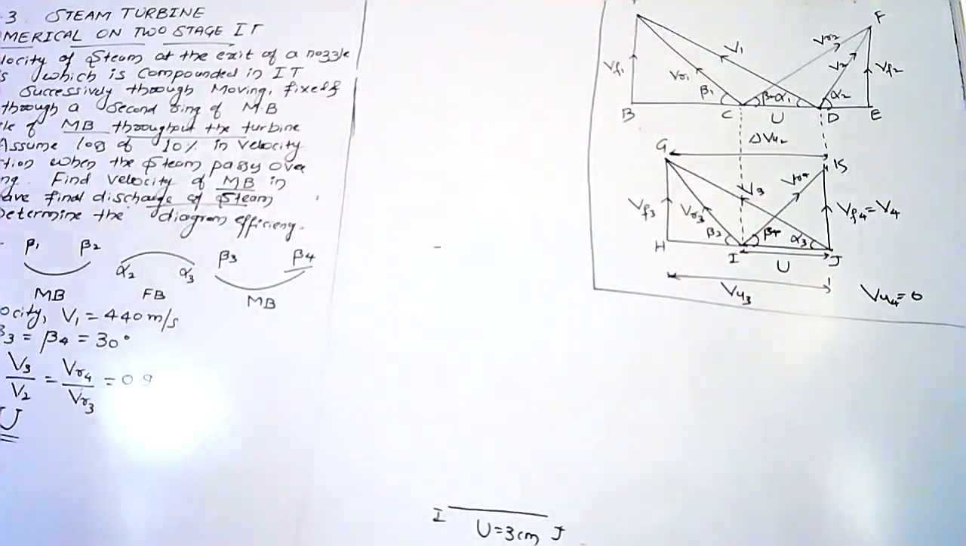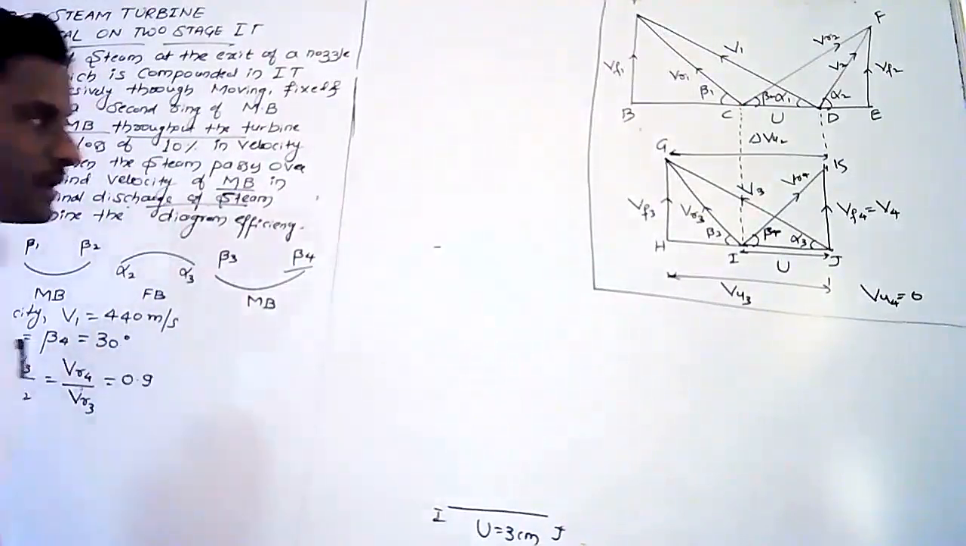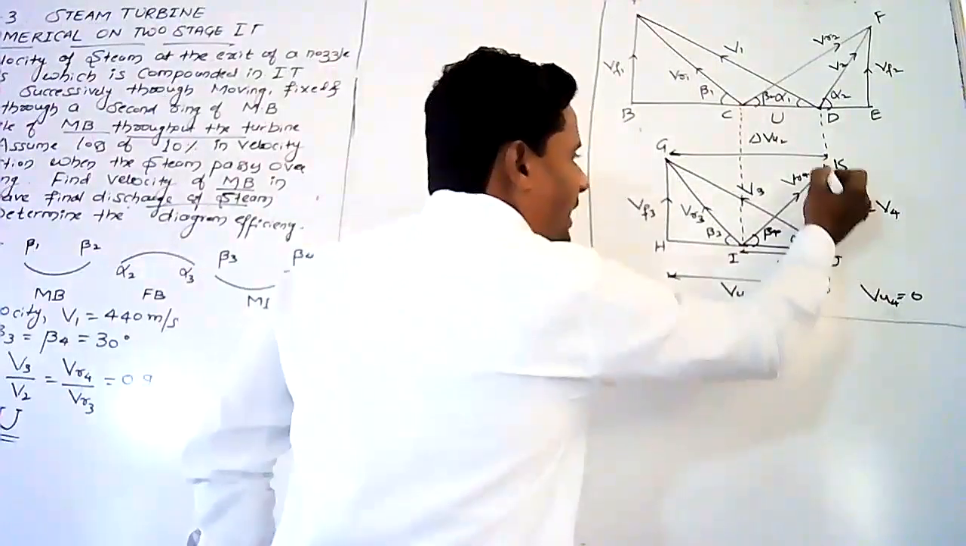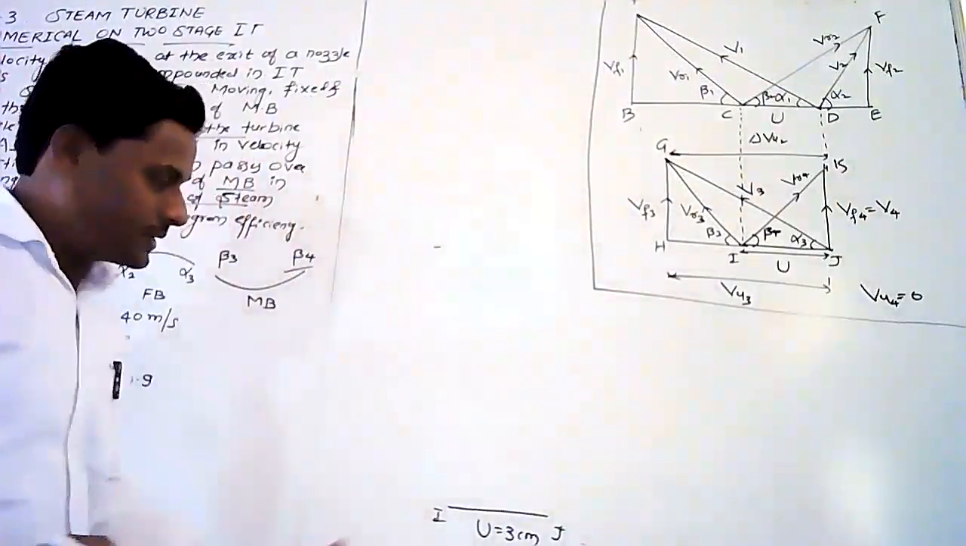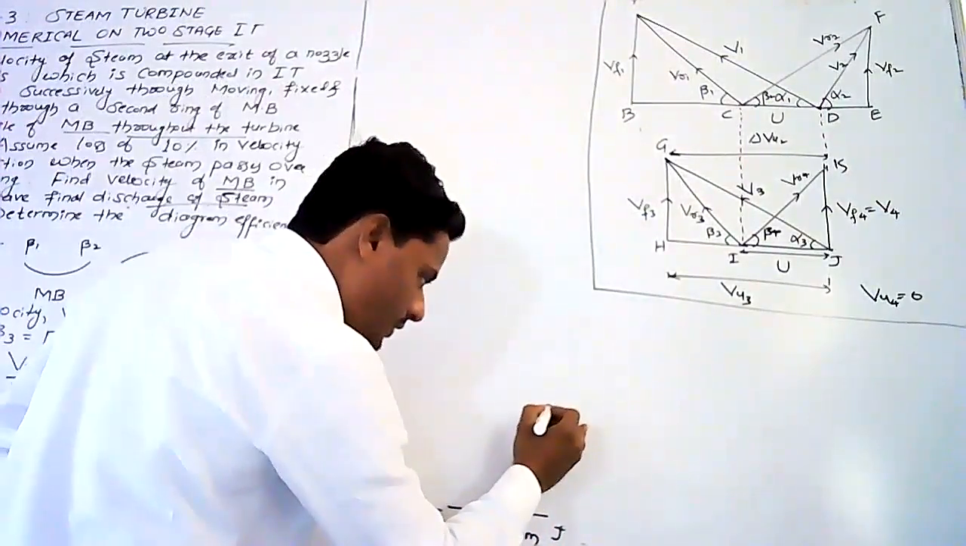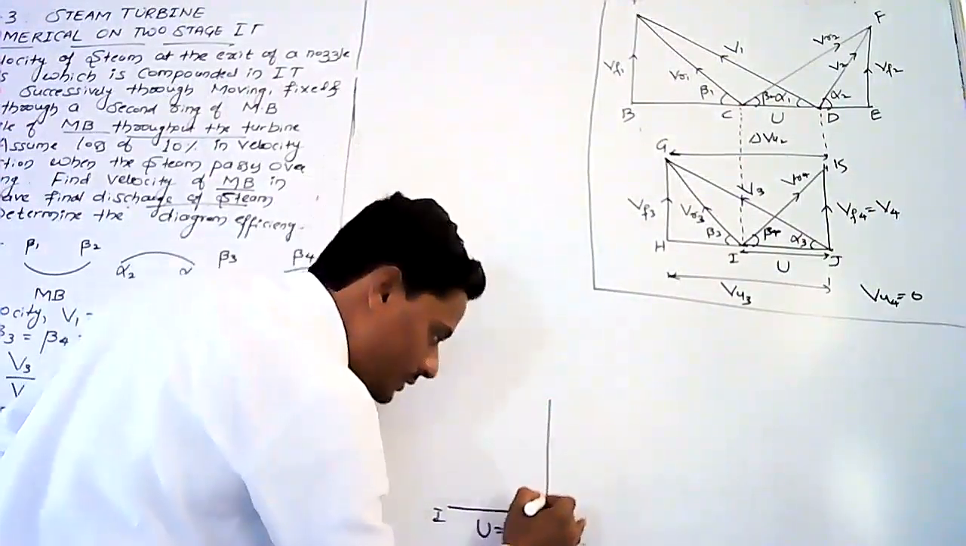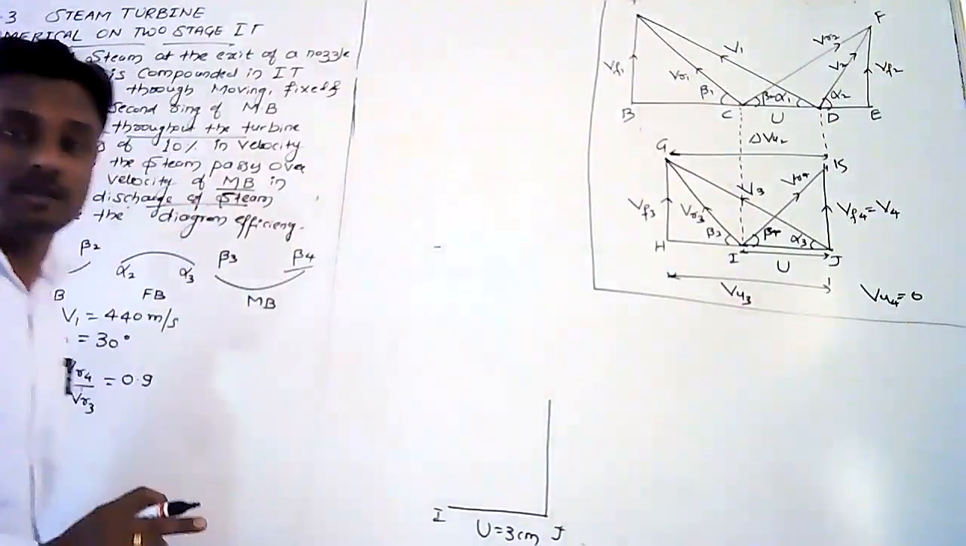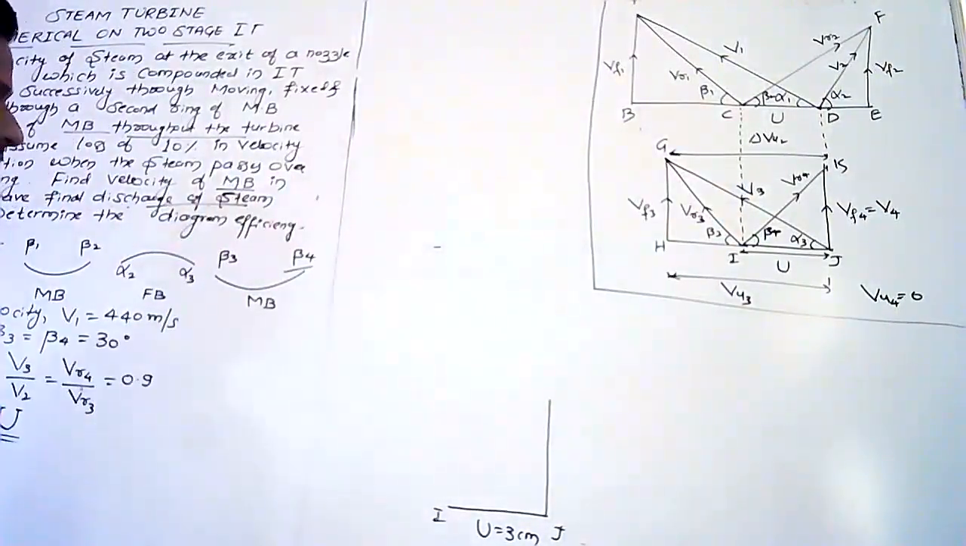Now here we know the value of beta 4, that is equal to 30 degrees. And J to K is a vertical line. Just take a vertical line here. I don't know the length of this JK, so just simply draw a vertical line.